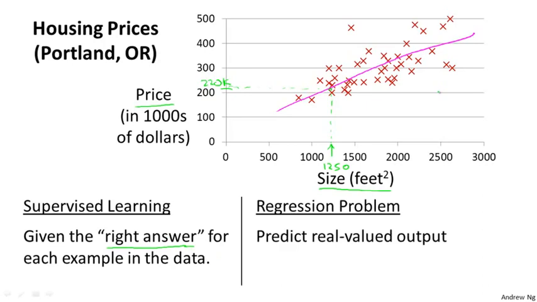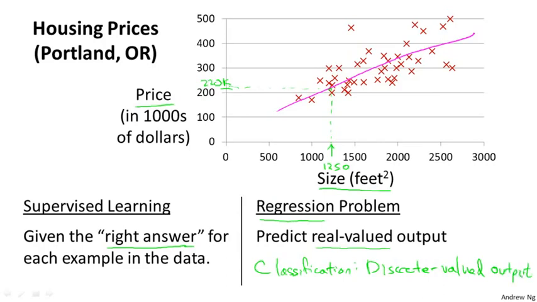And moreover, this is an example of a regression problem, where the term regression refers to the fact that we're predicting a real valued output, namely the price. And just to remind you, the other most common type of supervised learning problem is called a classification problem, where we predict discrete valued outputs, such as if we are looking at cancer tumors and trying to decide if a tumor is malignant or benign. So there's a 0-1 valued discrete output.